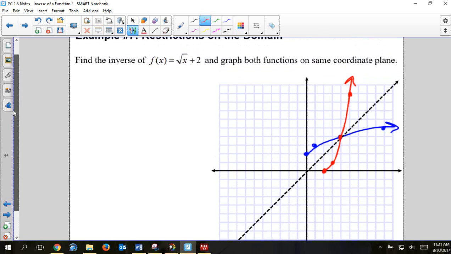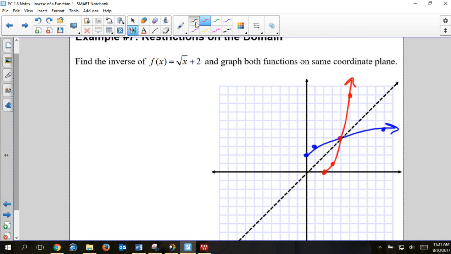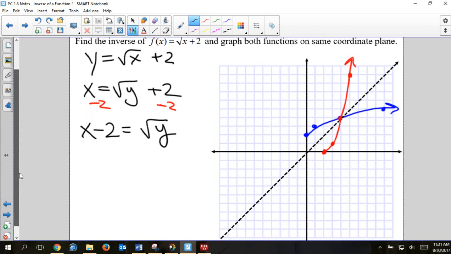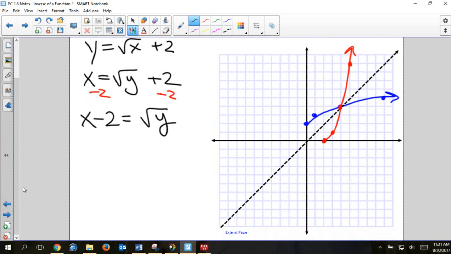So let's do the algebra part. We've got f of x equals square root of x plus 2. So first thing we do is make f of x y. Then we change the x and the y, so I have x equals square root of y plus 2. And we subtract the 2. We have x minus 2 equals square root of y. And then what cancels out square root of y? Square. So we will square both sides. You square the whole side.